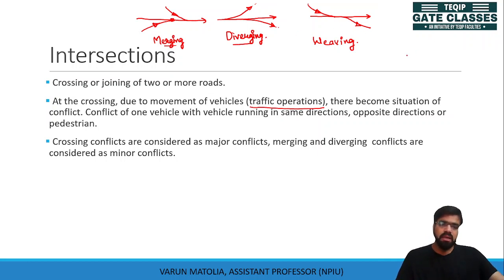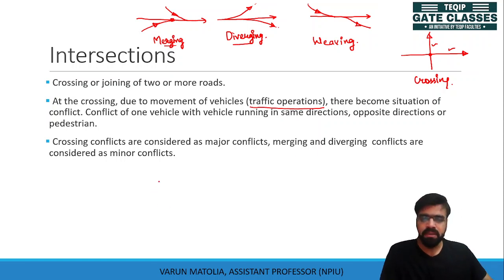Then you have seen this kind of conflict where two traffic streams cross each other at some angle, maybe 90 degrees, maybe some other angle. It is not tangential at least. This kind of traffic operation is known as crossing. So these are some traffic operations which cause conflicts between two traffic streams.